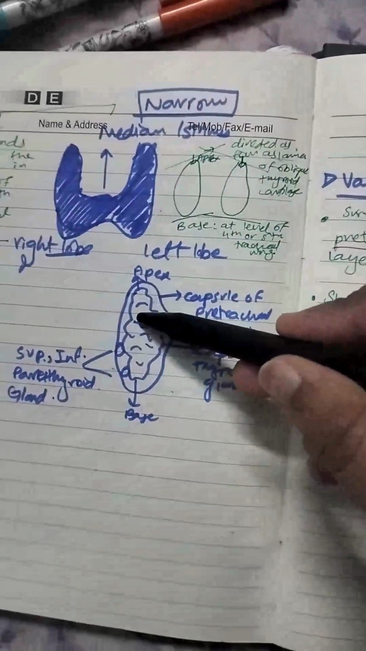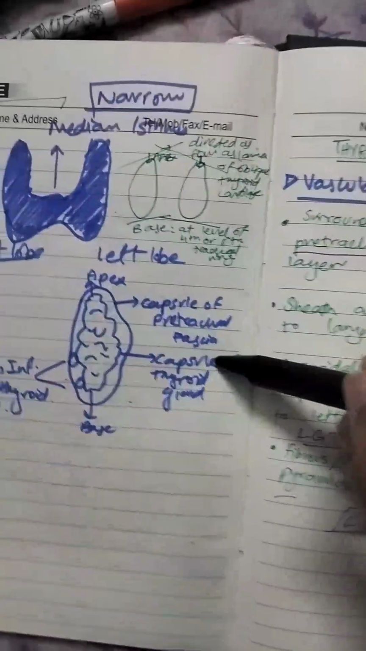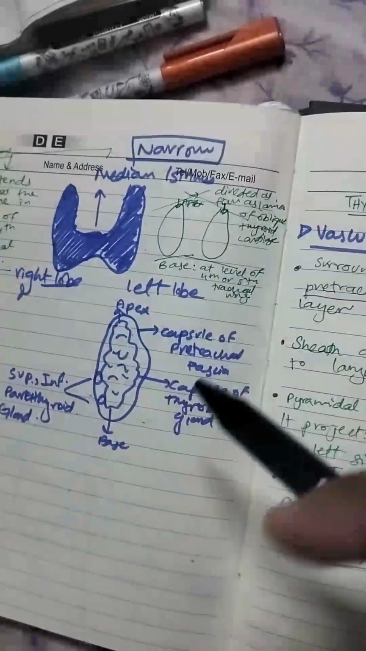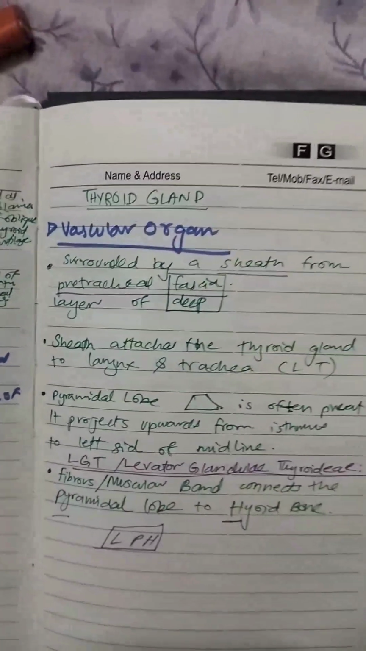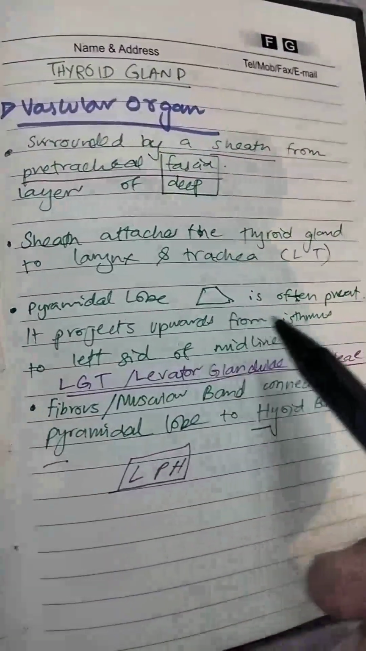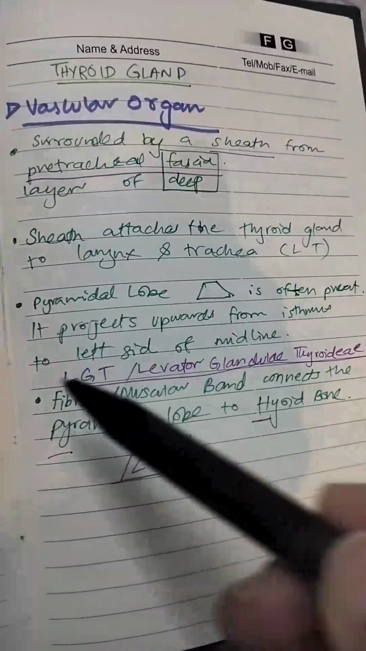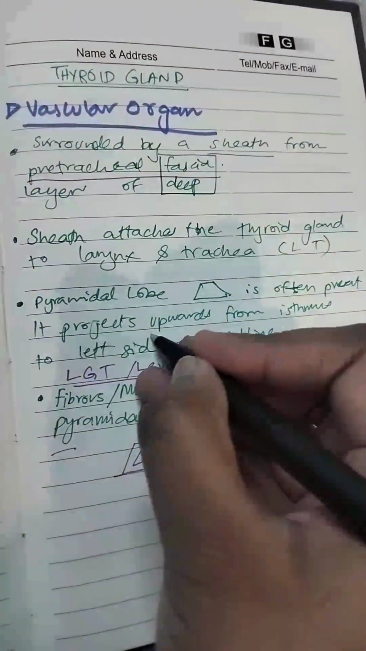Here I have a view of the sheath. So this is the capsule of the pretracheal fascia. So it is going to be surrounded by a sheath, which is derived from the pretracheal layer of the deep fascia. Pyramidal lobe is often present, but not always present. It projects upwards from the isthmus towards the left side of the midline.